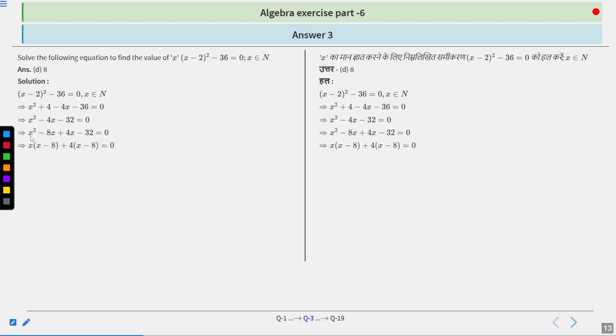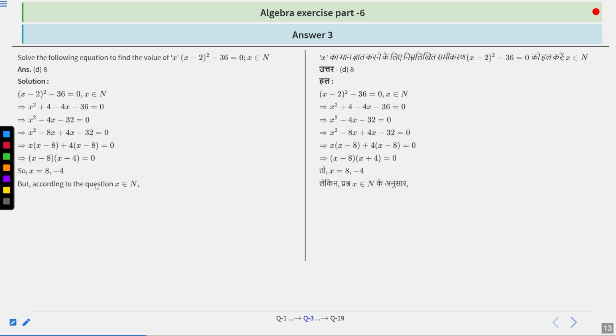Now, taking x common from the first part of the equation, we get x into (x − 8), and taking plus 4 common from the last part, we get plus 4 into (x − 8) = 0. So the factors of the equation are (x − 8)(x + 4) = 0. So the value of x can be plus 8 and minus 4.